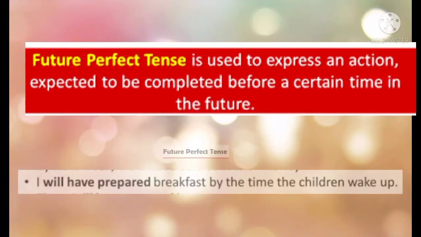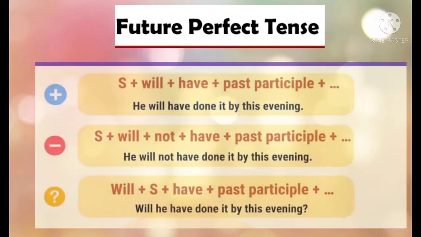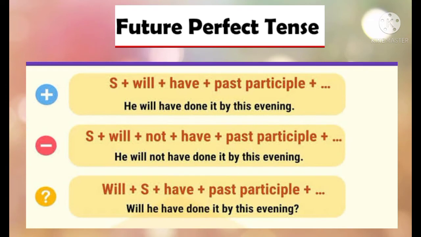Now children, let us see future perfect tense. Future perfect tense is used to express an action expected to be completed before a certain time in the future. For example, I will have prepared breakfast by the time the children wake up. Now children, let us see the formula for making sentences in future perfect tense.